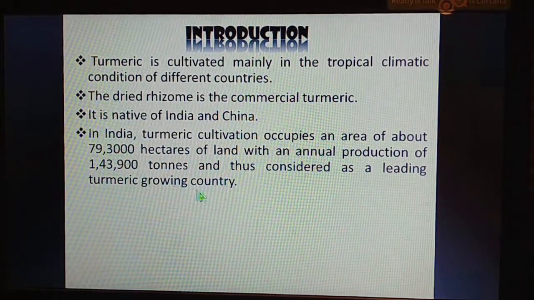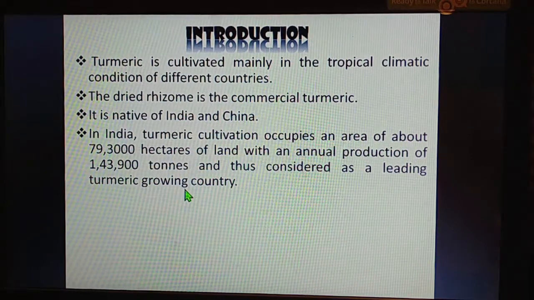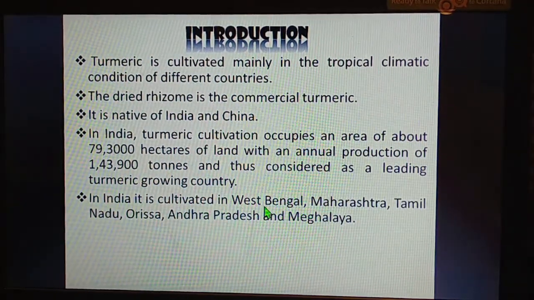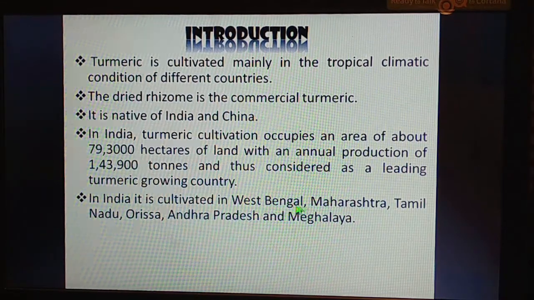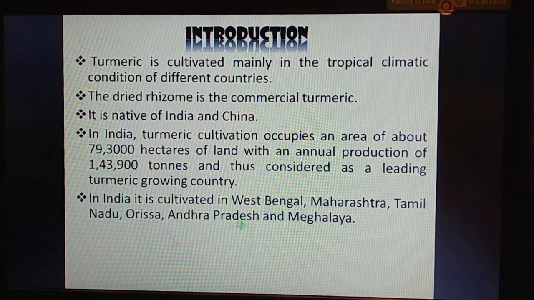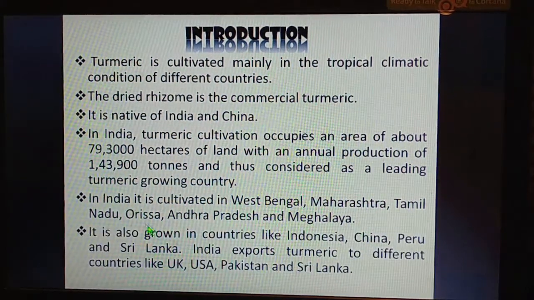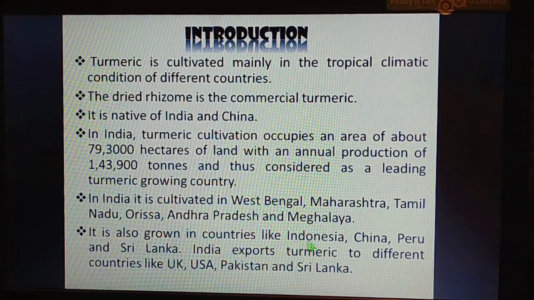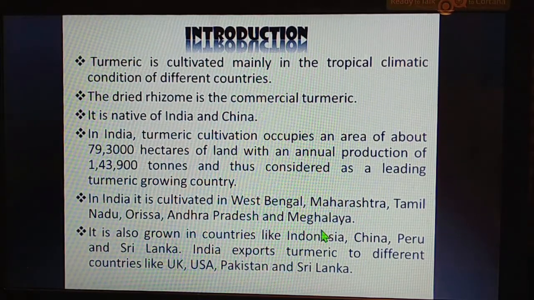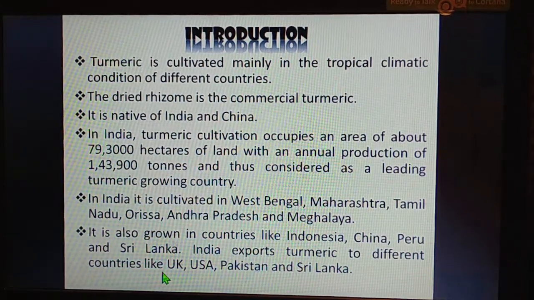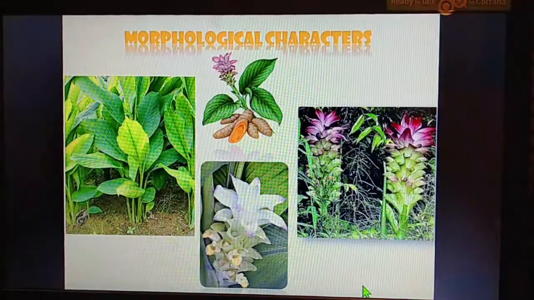So India is considered the leading turmeric growing country in the world, and in India it is cultivated in West Bengal, Maharashtra, Tamil Nadu, Orissa, Andhra Pradesh, and also Meghalaya. This plant is also grown in other countries besides India and China, like Indonesia, Peru, and Sri Lanka. India exports turmeric to different countries like the UK, USA, Pakistan, as well as Sri Lanka.